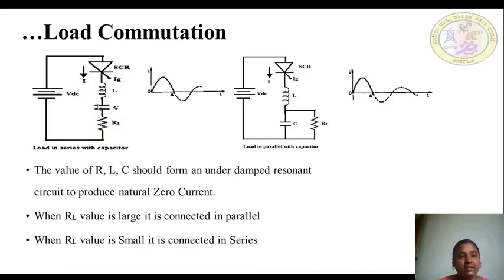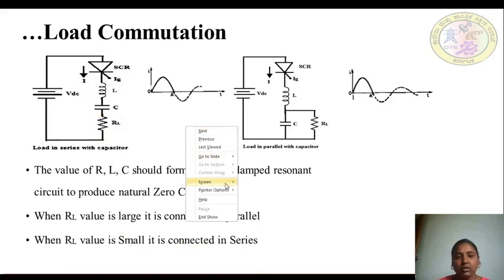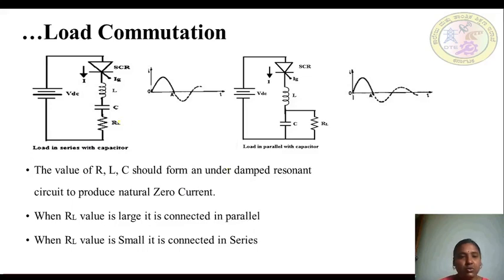As I have already told you, the L and C values should be chosen such that they provide an underdamped resonant circuit to produce a natural zero current. Naturally, the current should go to zero after some time interval. Only then can we have the SCR turn-off period, because the supply is DC and a constant current would otherwise flow from the supply side. So how do we make the current through this SCR go to zero?